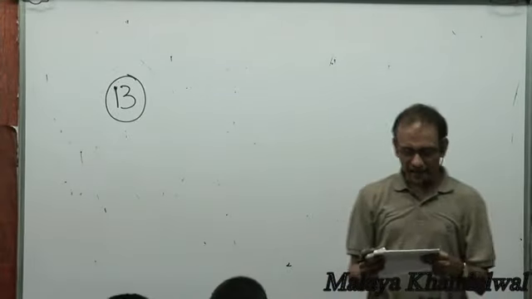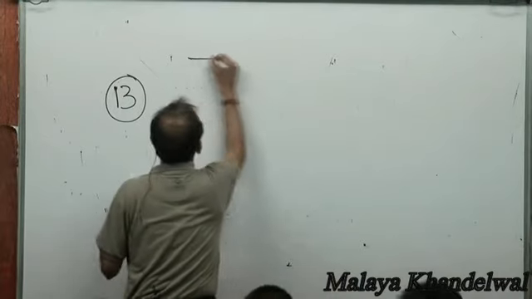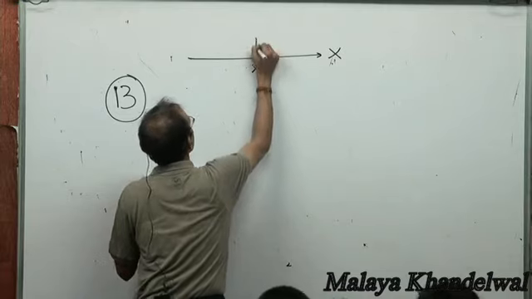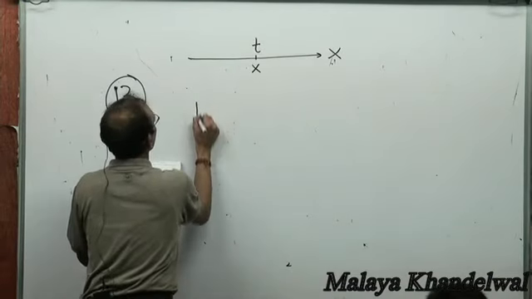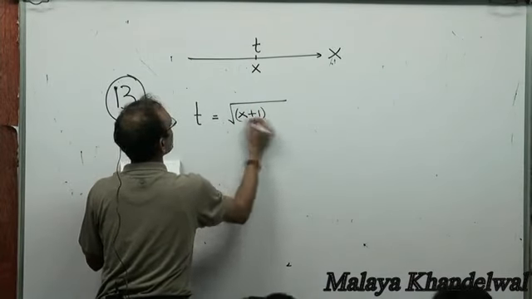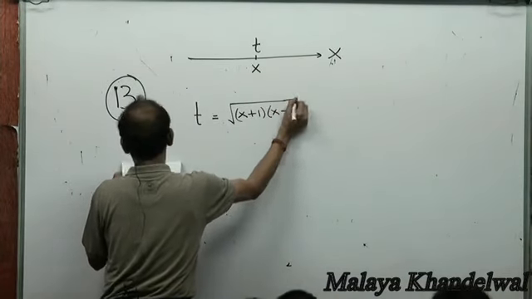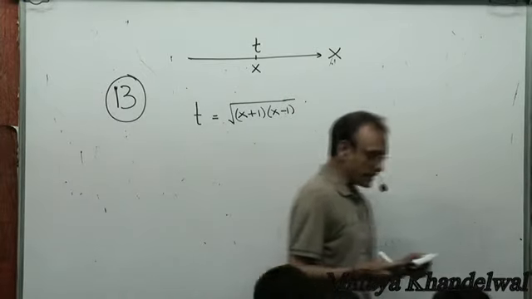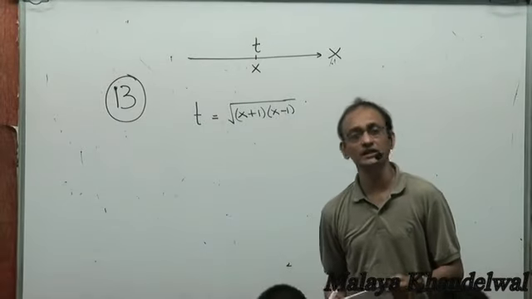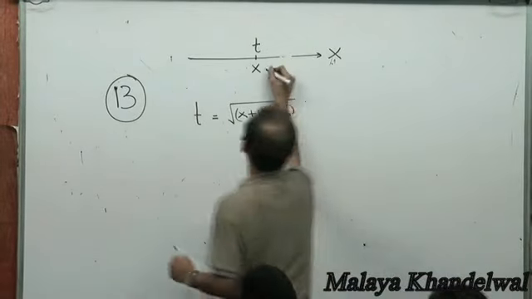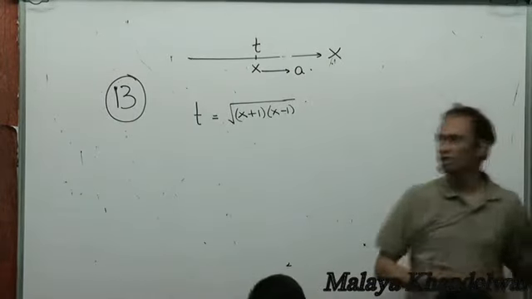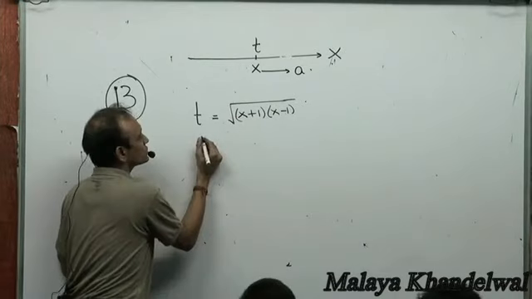For a particle moving along the x-axis, its x coordinate at an instant of time t is given by t equals root of (x plus 1)(x minus 1). That's the relationship connecting the x coordinate and the instant of time t. We want to find the acceleration at an instant of time t when it's at x. I want to find what its acceleration is. Clear? Okay, let's work through the algebra.